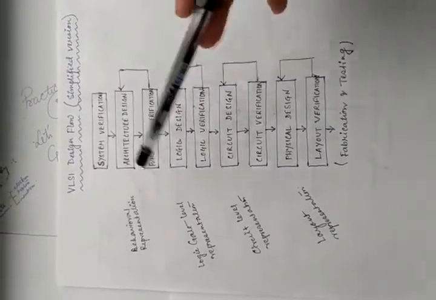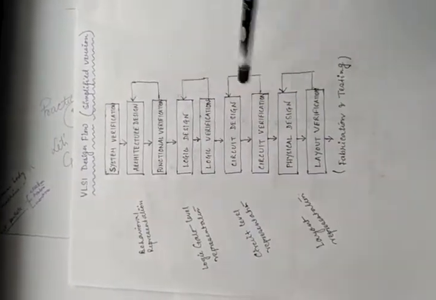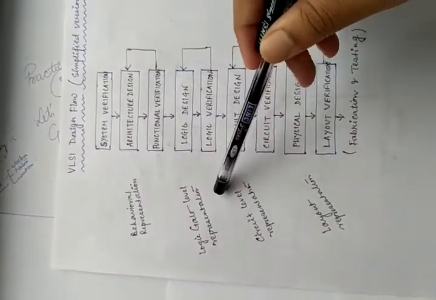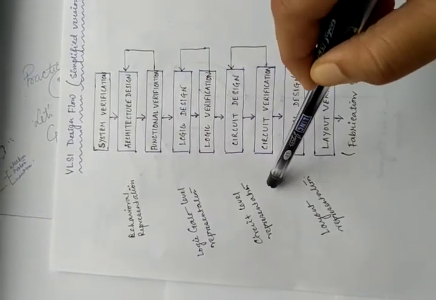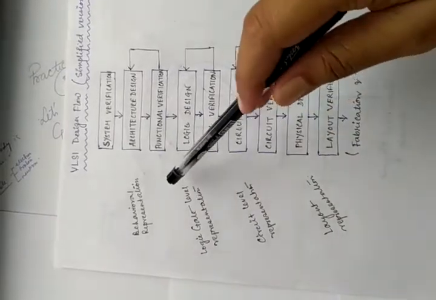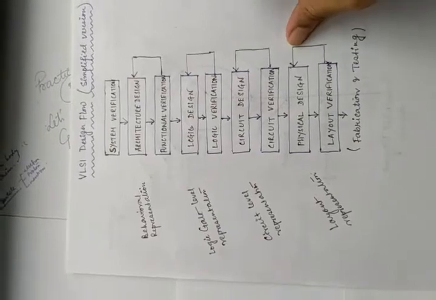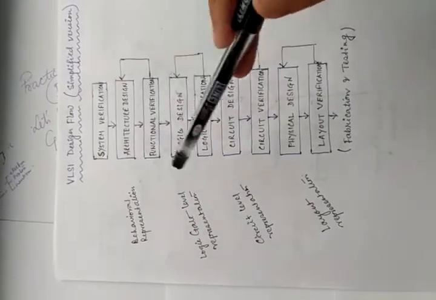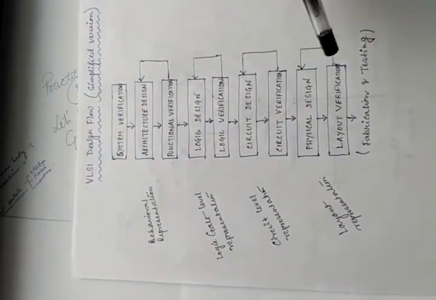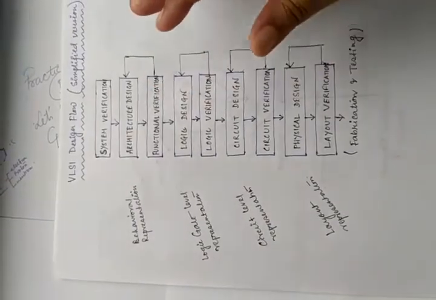Okay, so first just see the left hand side. I have segregated the whole design flow into some domains: the behavior representation, logic gate level representation, circuit level representation, and layout representation. I think that these 4 points will clear your concept of how the whole design flow is segregated into the various sections. Okay, so first it's behavior representation, because before going to the design part, we have to check the behavior. Behavior means the input and output relationship.